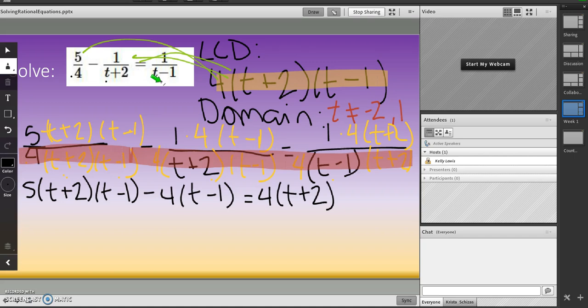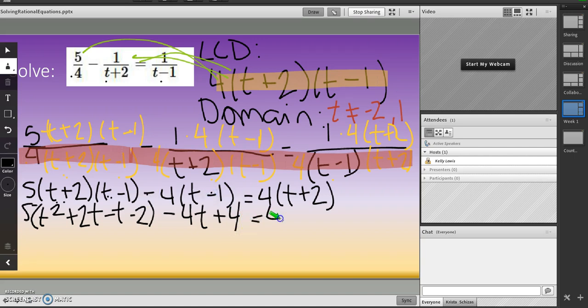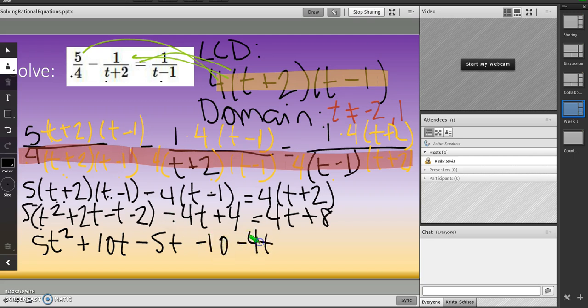All right, so what we need to do is distribute all of this. And so I'm going to FOIL this. And so I get t squared plus 2t minus 2, all of that times 5, minus 4t plus 4. And the reason it's plus 4 is because it's a negative times a negative equals 4t plus 8. Okay, we're not going to get super nervous that it's so long because things are going to combine in just a minute. 5 times t, 5t squared plus 5 times 2 is 10t. 5 times negative t is negative 5t. 5 times negative 2 is negative 10. And then we have negative 4t plus 4 equals 4t plus 8. Okay, let me write that down because I'm going to finish it on the next slide.